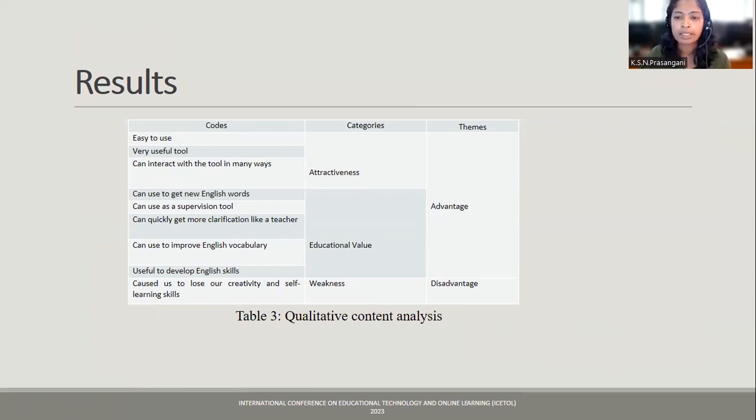There we identified that the participants recognized both the advantages and the disadvantages of the tool. They use ChatGPT because it's a very attractive and handy tool. And also they identified that it is very important and valuable for their educational purposes. And it is also very interesting that the participants understood that ChatGPT has a disadvantage and a weakness, because it is a tool that can harm their creativity and self-learning skills. So they understood that they have to use it carefully for their educational purposes, and they should be very cautious when they use ChatGPT, because it can be harmful to their creativity and self-learning skills.